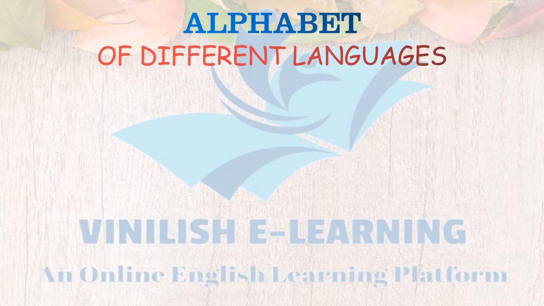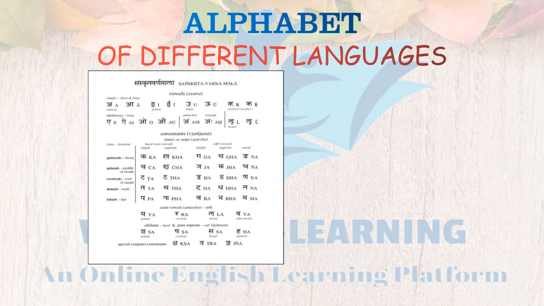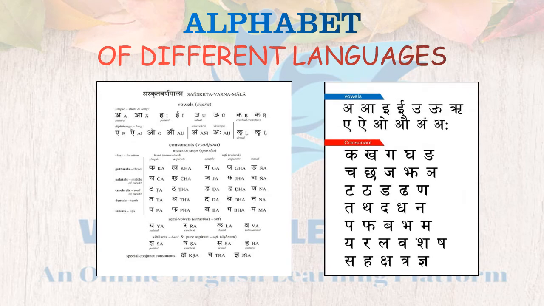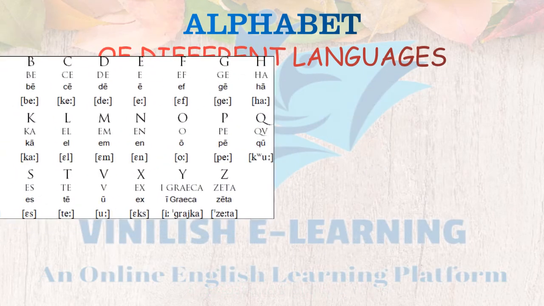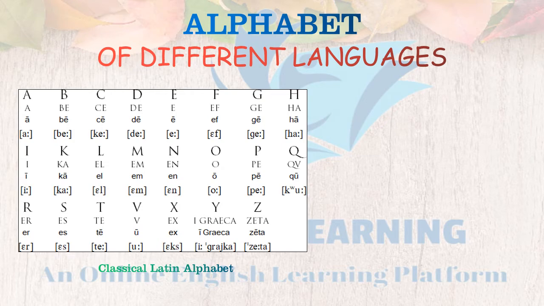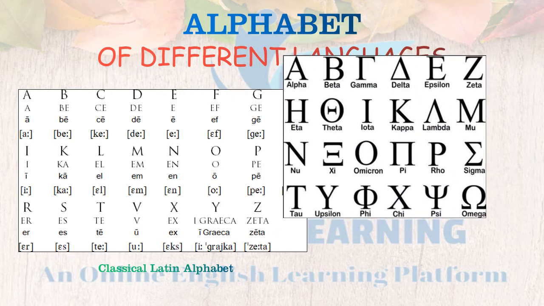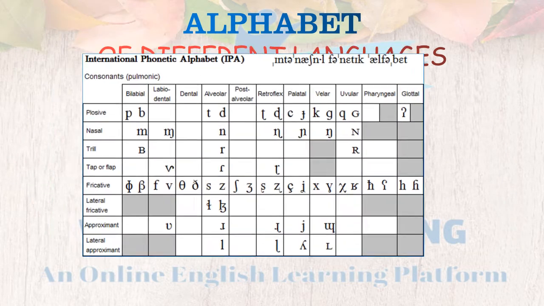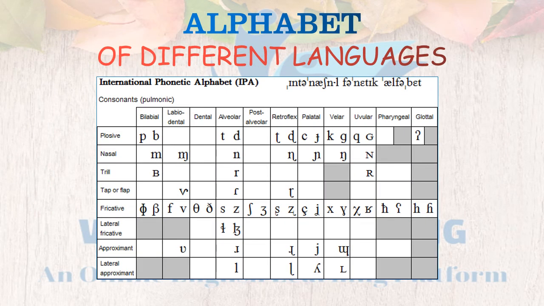Alphabet of different languages. These are Sanskrit and Hindi alphabets. This is the classical Latin alphabet, and this one is the Greek alphabet. This is the International Phonetic Alphabet, most popularly known as IPA, that means International Phonetic Alphabet.